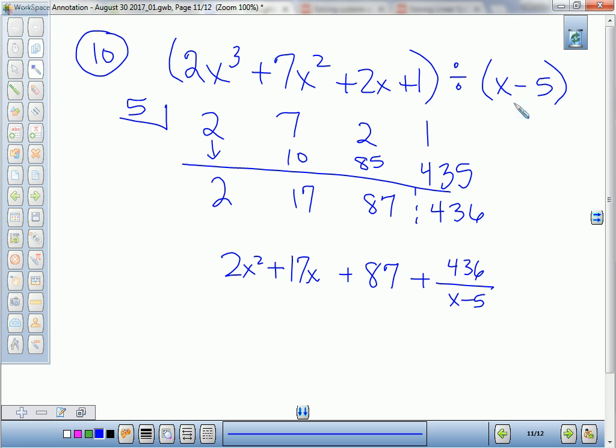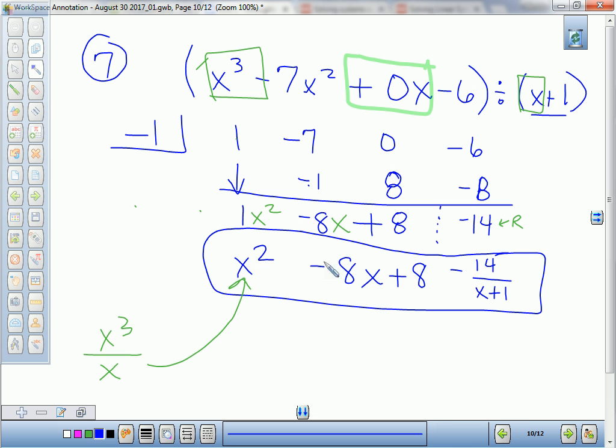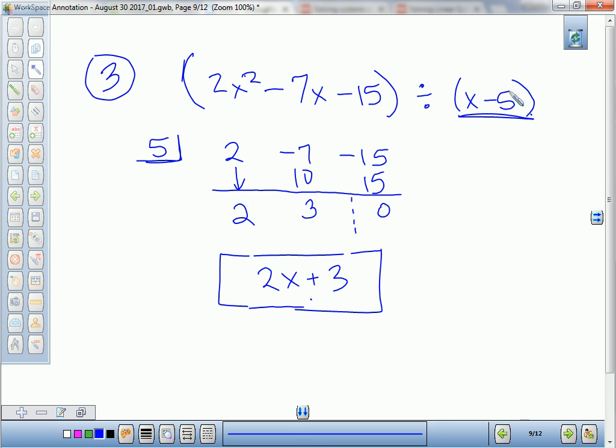Okay. So, is x minus 5 a factor? No. Okay. Now, on this one, negative 1, x plus 1 was not a factor. But let's go back to this one. Back to number 3. We decided that x minus 5 is a factor.